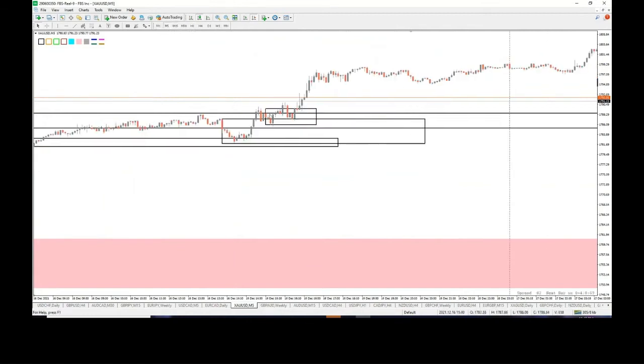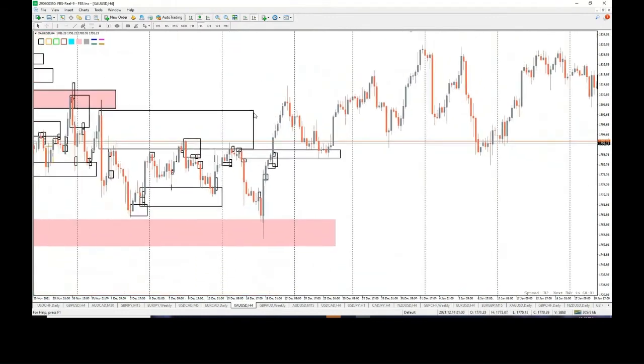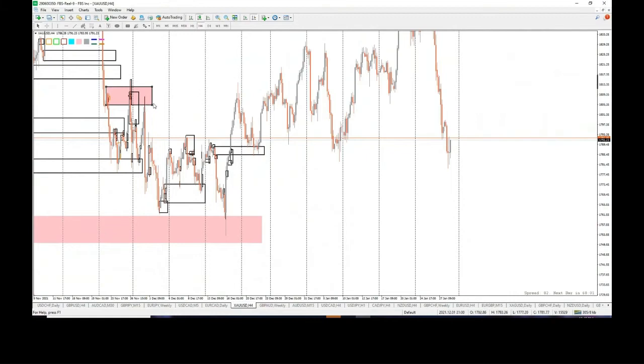If you go to M5, you can get your zone like that. 70 pips to the next H4 zone. I love that advice you gave before: don't just look at the ones that succeeded, look at the ones that failed, because that makes so much sense.